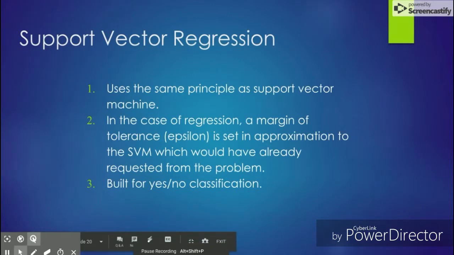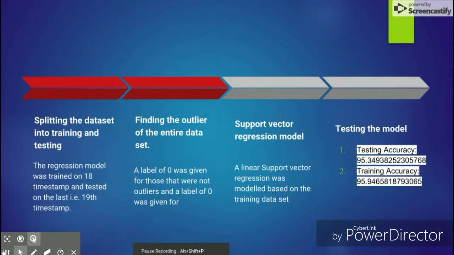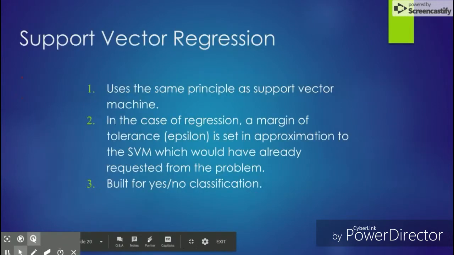First, a binary classifier that tests whether a star is present in the cluster or not was made using support vector machine. The training set was timestamp 1 to 18 and the test set was timestamp 19. All the outliers were labeled as 1 indicating out of cluster and 0 otherwise, since the data was unlabeled. The testing and training accuracy was around 95%.